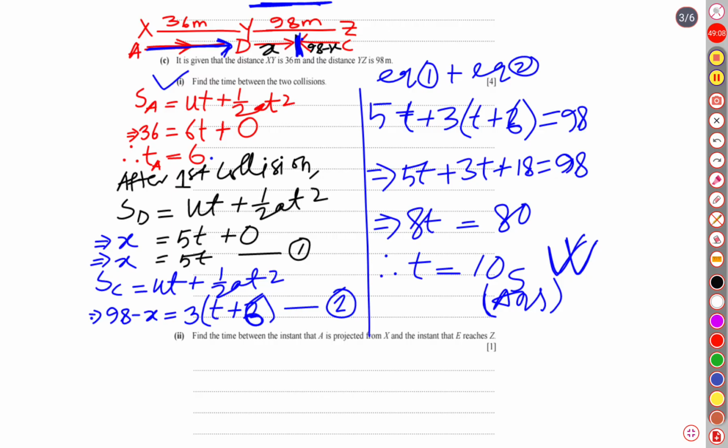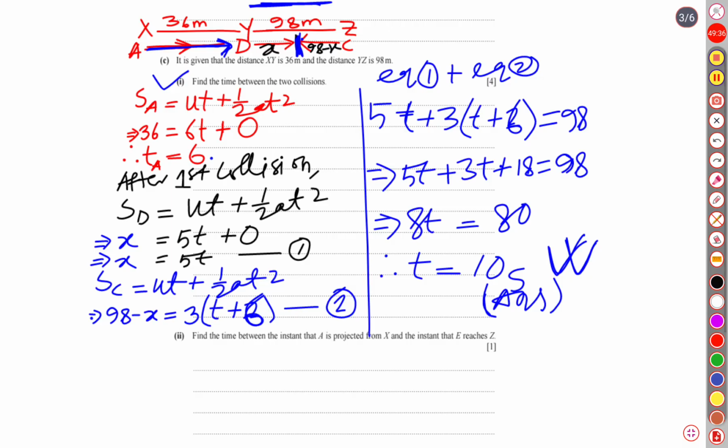So after 10 seconds, D collided with C and C collided with D. But C took actually 16 seconds, because since the beginning C was in motion: 10 seconds plus 6 seconds earlier. So a total of 16 seconds were taken by C to collide with D, but D took only 10 seconds after the first collision. So finally, the time between the two collisions is 10 seconds.